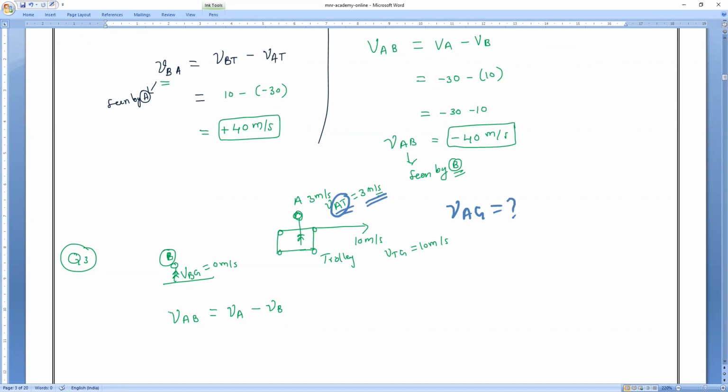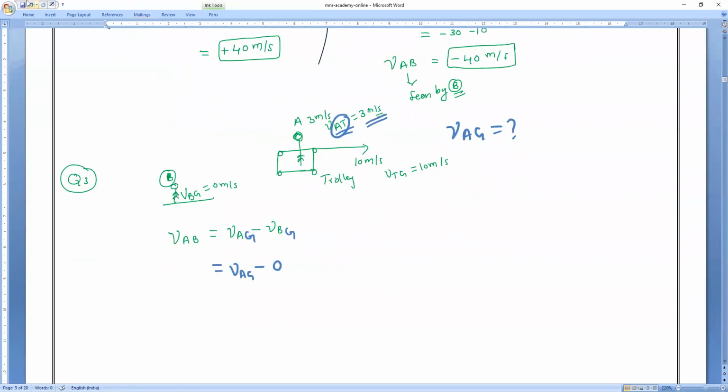Now you tell me, if you are finding the relative velocity of A with respect to B, are you seeing the trolley or the person alone? Only the person alone. Understanding? So the relative velocity of A with respect to B is equal to velocity of A with respect to ground minus velocity of B with respect to ground. Velocity of A with respect to ground, we don't know, so let it be V of AG, I'll write it. Velocity of B with respect to ground, how much? 0.